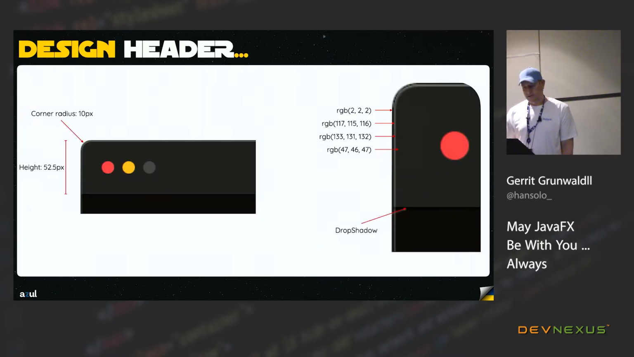So let's take a look at the design of the header. We have to measure the corner radius, we have to measure the height, we have to pick all the colors, and you see it's really 4 different colors that you see on the right side. And there's also this tiny little drop shadow on the header that falls onto the main body of the application.